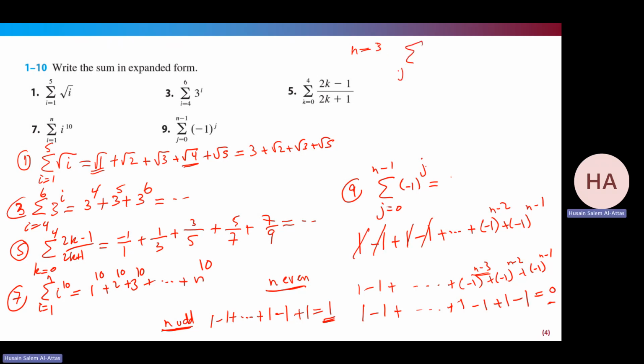What will you get? I have summation, j equals 0 to 2 of minus 1 to the power of j. That will be what? 1 when j equals 0, when j equals 1, I have minus 1. When j equals 2, I have plus 1. So it's 1. If n equals 4, for example, just to be sure, 0 to 3. It will be up to n minus 1, which is 3. The same thing. So it will be 1 minus 1 plus 1, and j equals 3, it will be minus 1. So the answer is 0. Okay, so sometimes you need to manipulate the calculation.